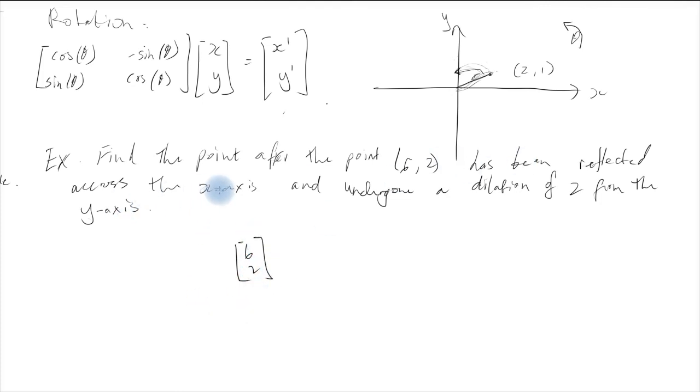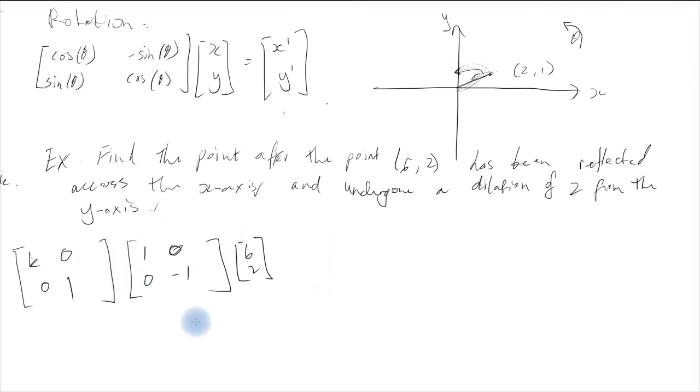Then it's been reflected across the x-axis. So we'll do an x-axis reflection. So that is a 1, 0, 0, minus 1 reflection there. So refer to your table for that. And then, so that's that bit done, and undergone a dilation of 2 from the y-axis. So now we've got to do this dilation of 2 from the y-axis as well. So that is a k, 0, 0, 1. Okay, so notice that I started here and I added things onto the left side. So I'm doing pre-multiplication is what's going on here.